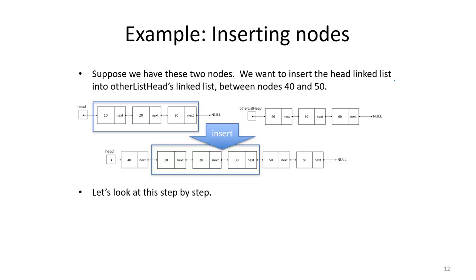In this example, we have a couple different linked lists. We have these nodes containing 10, 20, and 30, and we want to insert them between the node 40 and 50 of other list head's list. So notice our final list contains 10, 20, 30 inserted between the 40 and 50 node. Let's look at how we would perform this insertion step by step. I highly recommend that you follow along on pencil and paper as we go through this example.